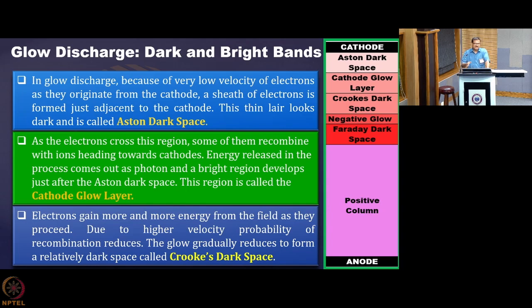Similarly, after this there will be a dark layer, and that is why: electrons gain more and more energy, and due to higher velocity, the probability of recombination with the ions heading towards the cathode reduces. So this glow gradually reduces to form a relatively darker space, called the Crookes dark space. Similarly, as you proceed, there will be dark and bright bands, and I will explain those things in the next class.